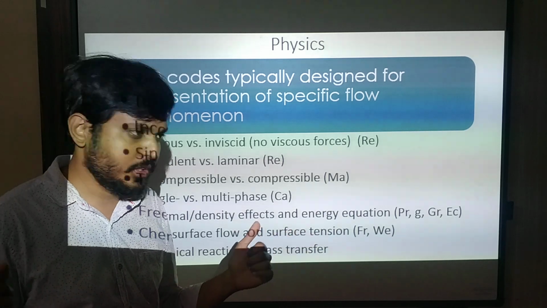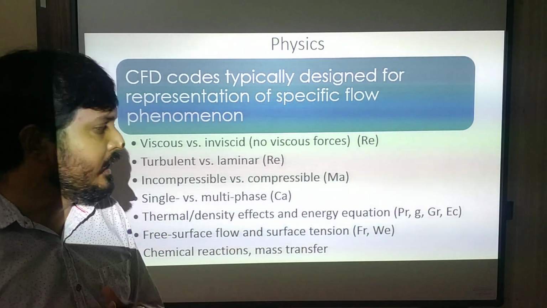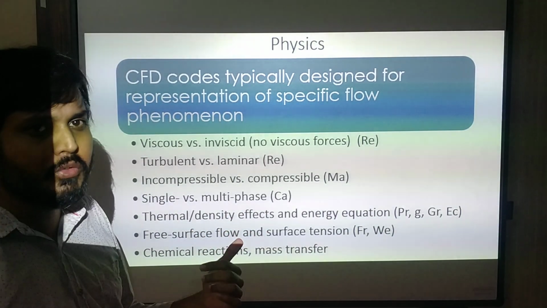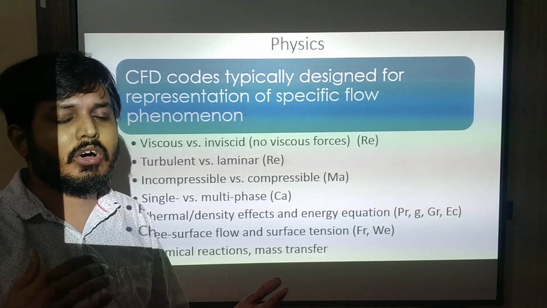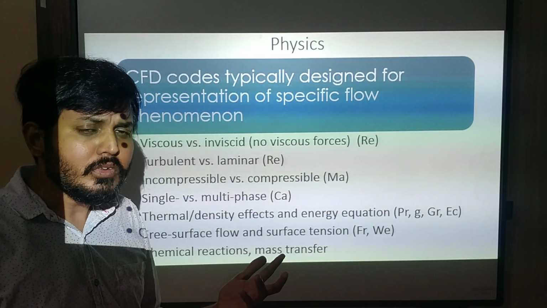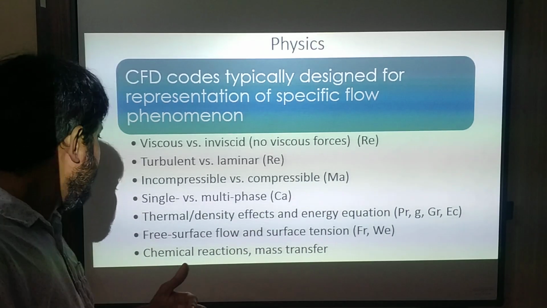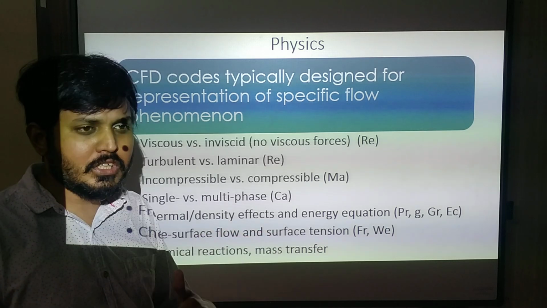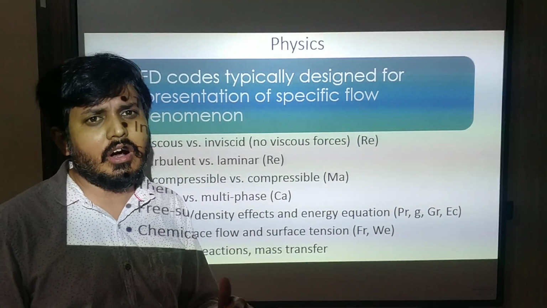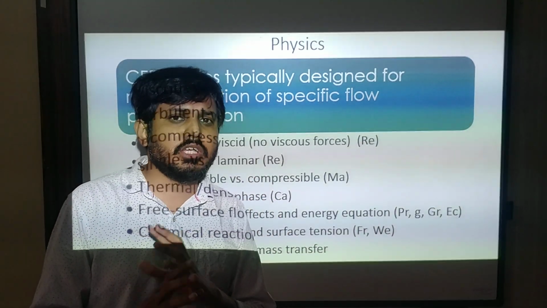Thermal density effect and energy equation: Prandtl number, Grashof number, all these numbers are there through which you can see whether thermal diffusivity is larger or momentum diffusivity is larger, wherever it is according to your requirement. Then free surface flow and surface tension: Froude number, Weber number. Then chemical reaction, mass transfer. All these are specific flow phenomena for which you can design your CFD code.